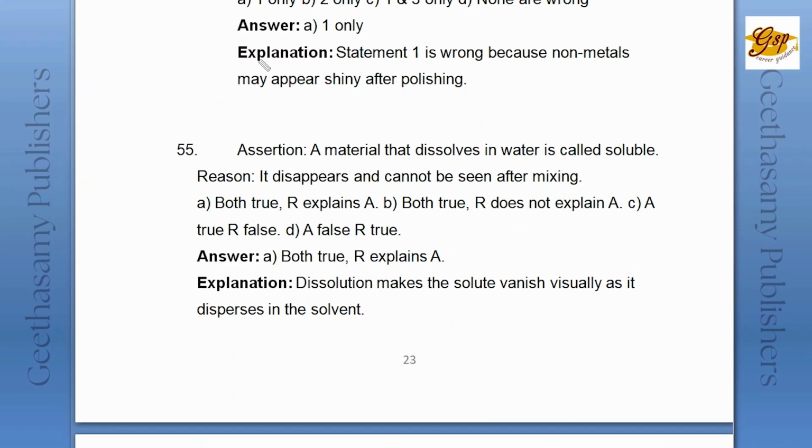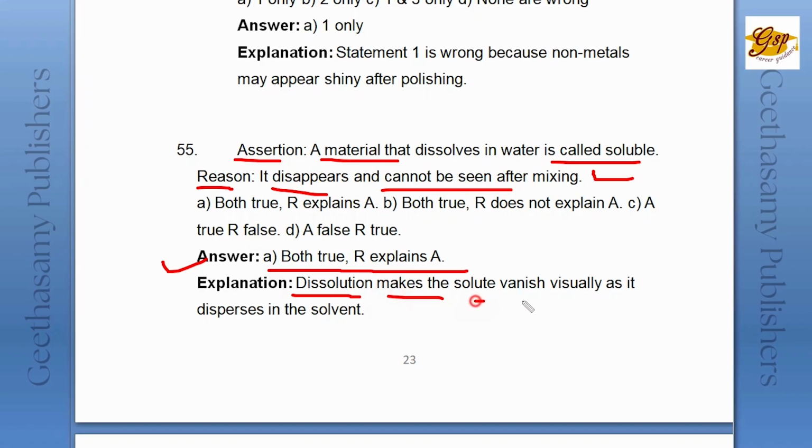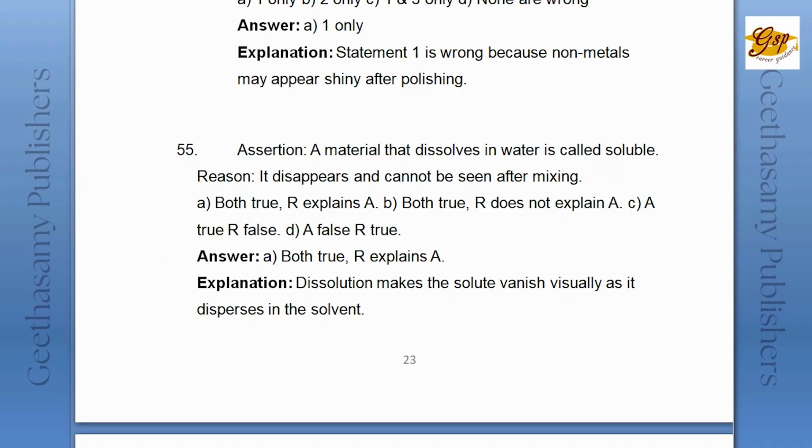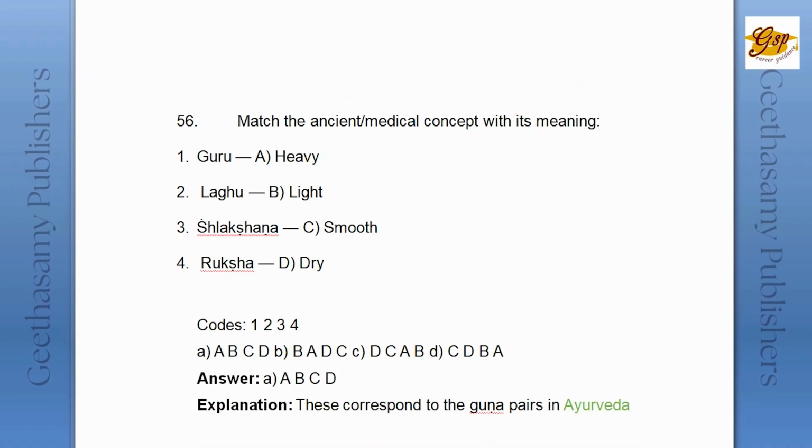55th question. Assertion: a material that dissolves in water is called soluble. Reason: it disappears and cannot be seen after mixing. Both are true and the reason explains A; both are true but the reason does not explain A; A is true and the reason is false; A is false and the reason is true. The correct answer is A, both are true and the reason explains A, because dissolution makes the solid vanish visually as it disperses in the solvent, that is water. Fine.